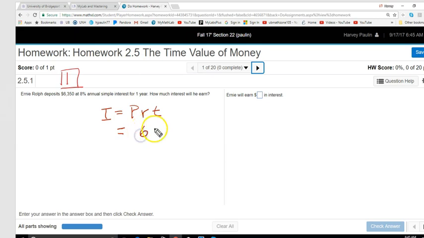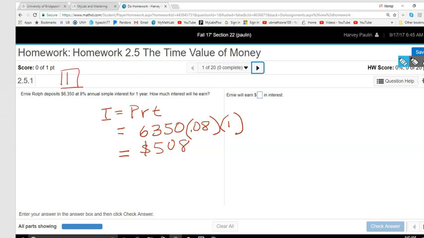So, 6350 is our principal. Our rate is 8% that we need to convert to a decimal fraction. And our time is for 1 year, so this is just 1. So put that in your calculator and see what you get. $508 is your interest that you earned if you put this money in at 8% for 1 year. Now 8% in these times is quite a bit. Our rates aren't that high right now. All right, let's go on.